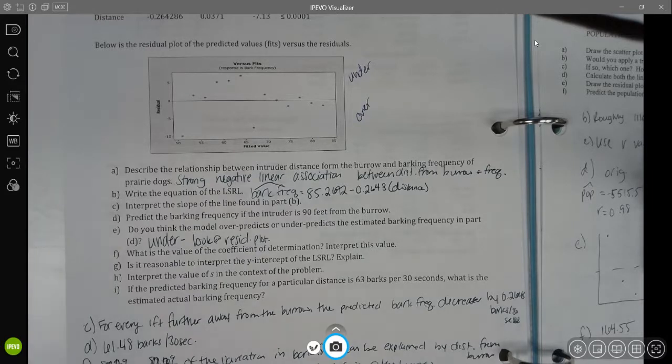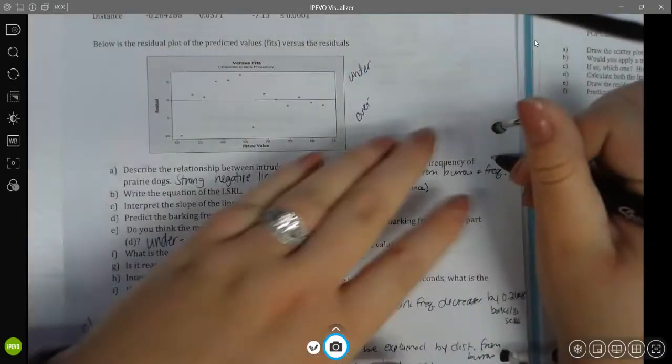Okay, I'm going to talk about part A first. If we are describing the relationship, we need to talk about all four different types of things, except for outliers, so I guess that would be three different types of things. There would be a strong negative linear association between distance from the burrow and the frequency of the bark. I should add, and bark frequency maybe.